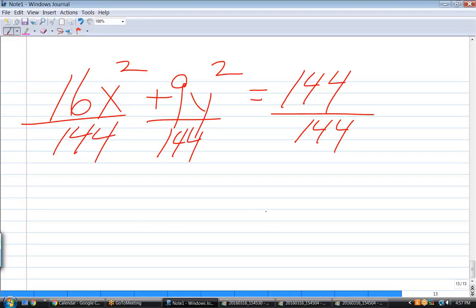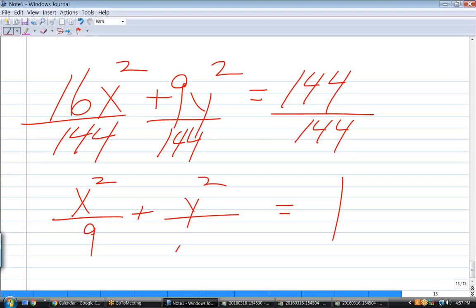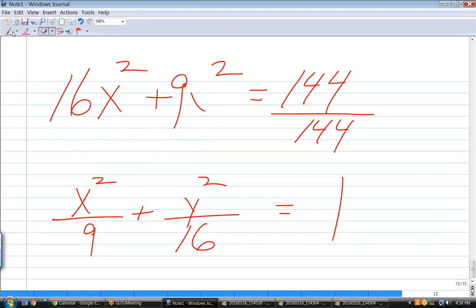Now what do I have? Now you have it's just over 9, and then the other one's over 16. And look at these numbers, because you're going to see these numbers again, where you have a 16, you have a 9, and you have a 144. It's a very, very common conic problem. And it's because 9 and 16 are factors of 144, and they give you perfect square numbers like I've got.